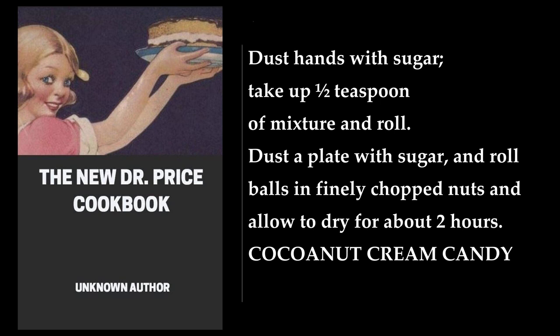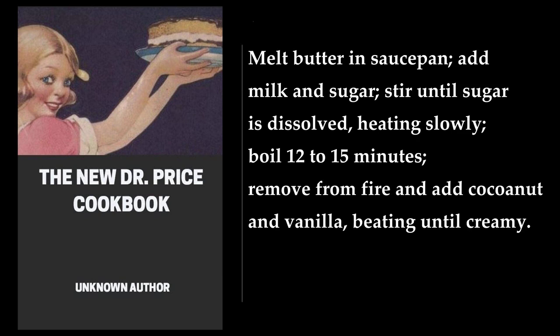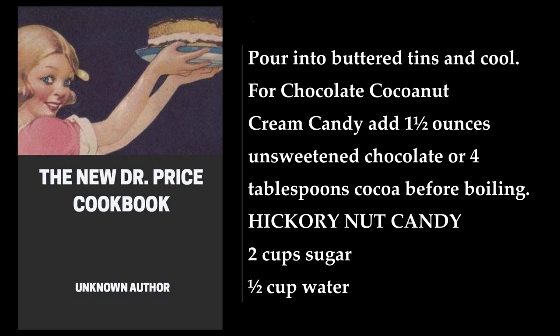Coconut cream candy. 1 tablespoon butter. 3/4 cup milk. 2 cups sugar. 1/2 cup grated fresh coconut. 1/2 teaspoon vanilla extract. Melt butter in saucepan, add milk and sugar, stir until sugar is dissolved, heating slowly, boil 12 to 15 minutes. Remove from fire and add coconut and vanilla, beating until creamy. Pour into buttered tins and cool. For chocolate coconut cream candy, add 1.5 ounces unsweetened chocolate or 4 tablespoons cocoa before boiling.